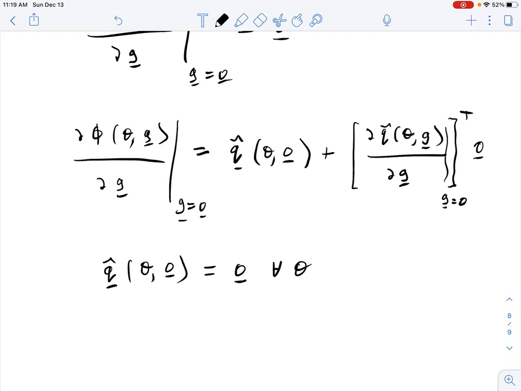So the heat flux must vanish whenever the temperature gradient does.